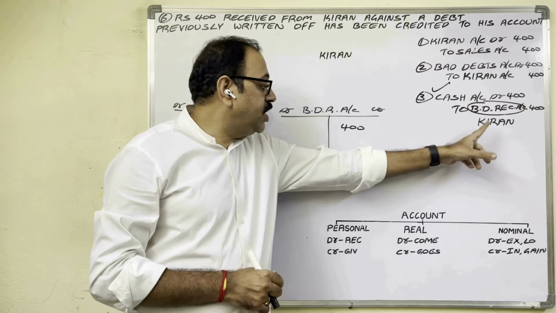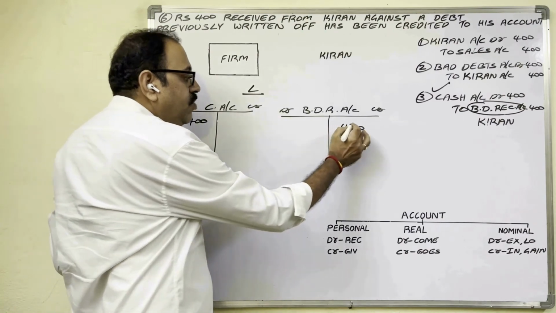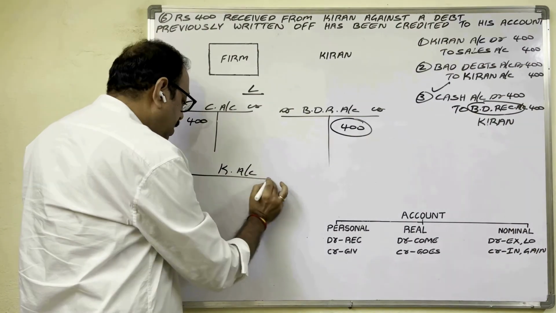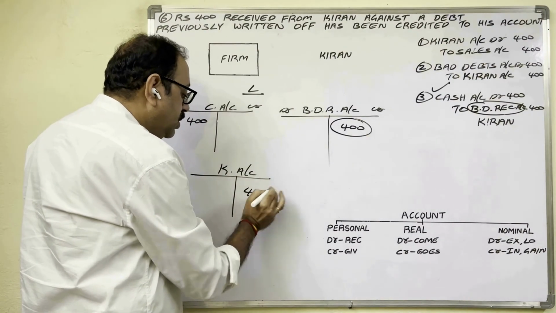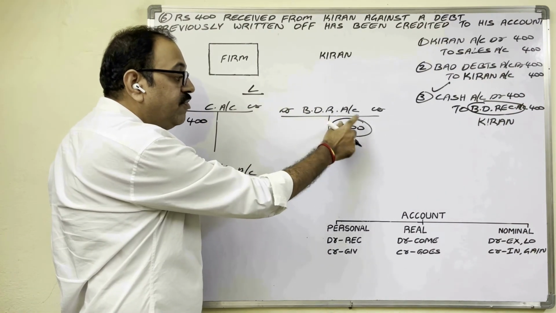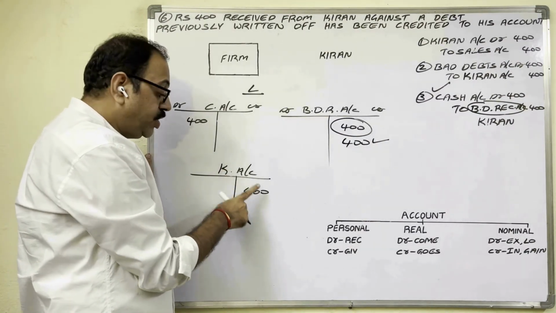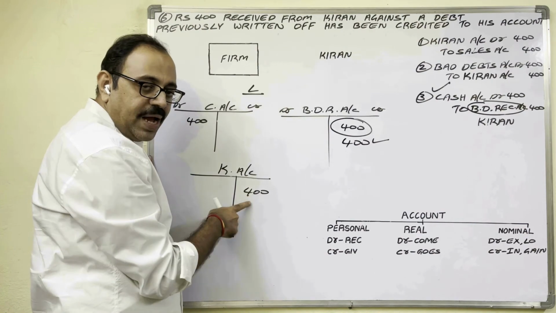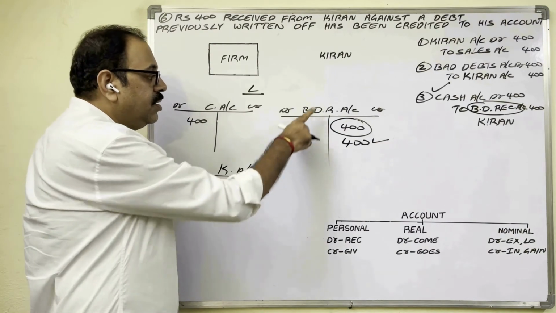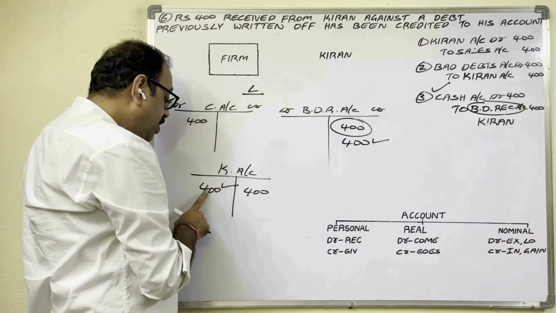So this wrong entry is posted in the ledger. As per this wrong entry, nothing was credited in bad debt recovered account and unnecessarily 400 was credited in Kiran account. Now this error we should rectify. In bad debt recovered account we need 400 rupees on the credit side. In Kiran account we should not credit 400, so we should cancel this by debiting 400. The answers are: in bad debt recovered account credit side 400, in Kiran account debit side 400.